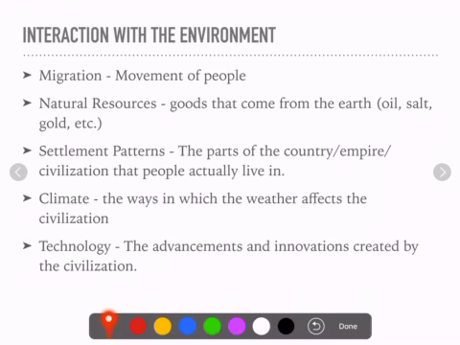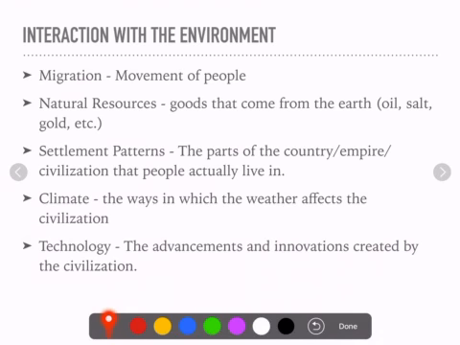Natural resources. This is one I'm sure most of you are already familiar with. But what sort of natural resources are in your country? What things come from the earth? Is there oil? Is there salt? Is there gold, coal, fresh water? Is there lumber? Is there a lot of forested areas? Those would be some things to consider, and that will be pretty easy to find.